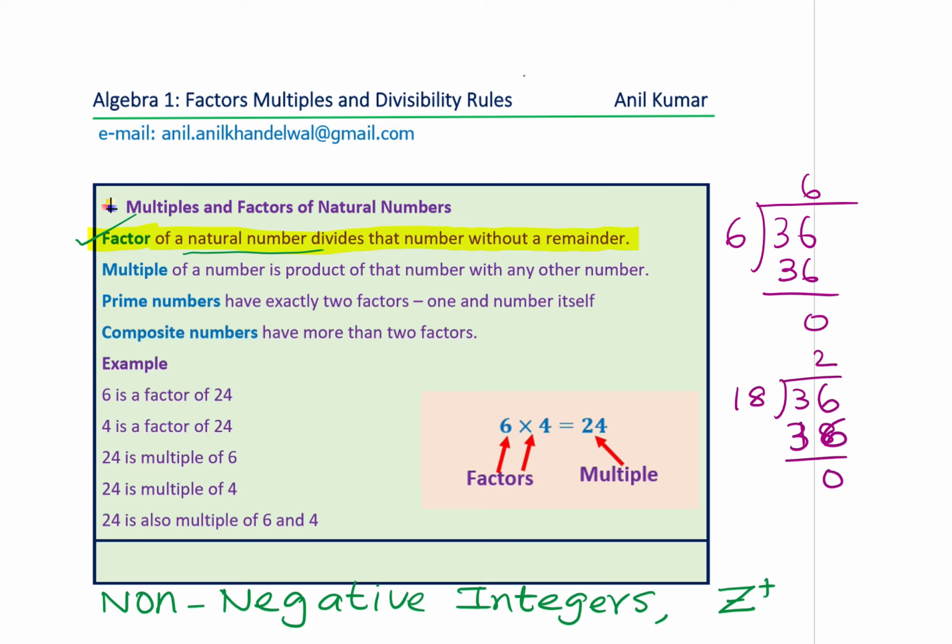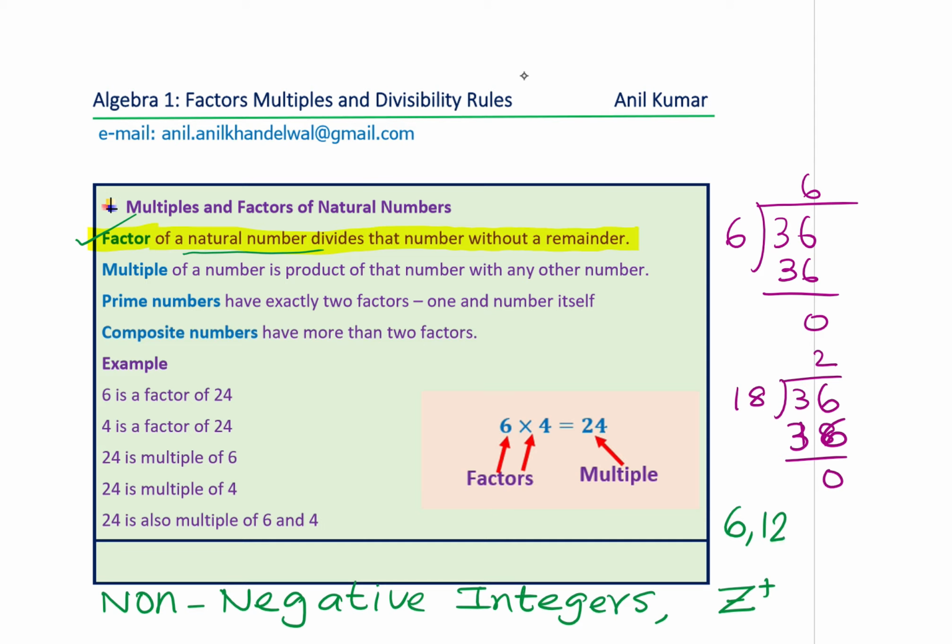Perfect. Now let's talk about the multiple. A multiple of a number is the product of that number with any other number, right? So multiple means something like this. If I have 6, then 6 times 1 is 6, correct? What is 6 times 2?